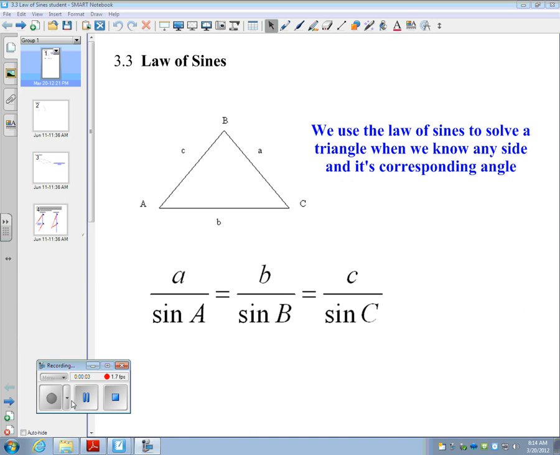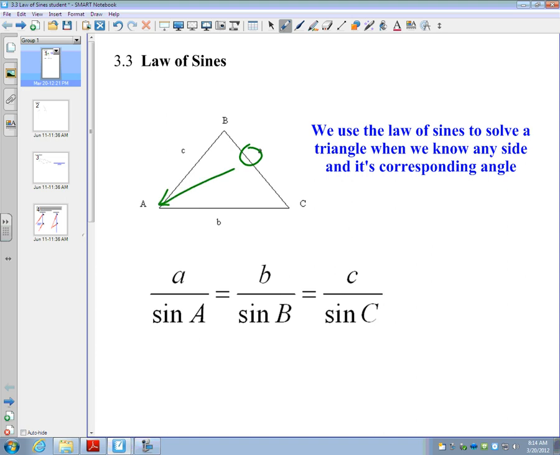3.3, law of sines. So we use the sine law to solve a triangle when we know any side and its corresponding angle. Mathematicians back in the day realized that the ratio in any triangle of a side length to the sine of its opposite angle is equal. So A over sine A is equal to side length B divided by the sine of B, which is also equal to side length C over the sine of angle C. This was a neat relationship they found and that we can use to solve triangles.